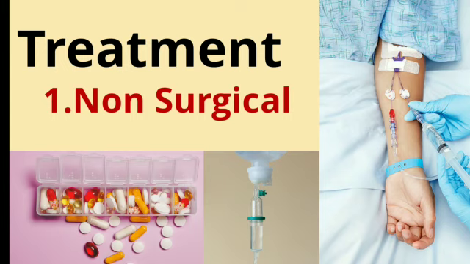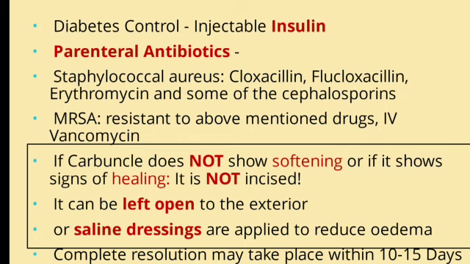So coming to the treatment, there are non-surgical and surgical treatment. We go for non-surgical treatment when the carbuncle does not show softening or if it is showing signs of healing. So in that case, there is no need to go for surgery. It can be either left open to the exterior, or you can give saline dressings to reduce the edema. Now, along with this, proper control of diabetes is very important. Instead of oral hypoglycemic agents, we should give insulin for better control of diabetes.